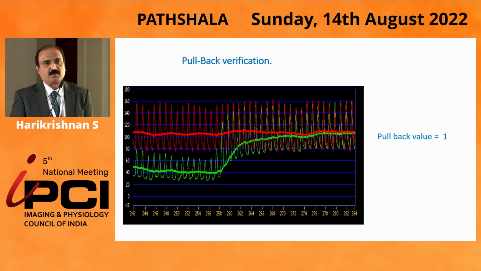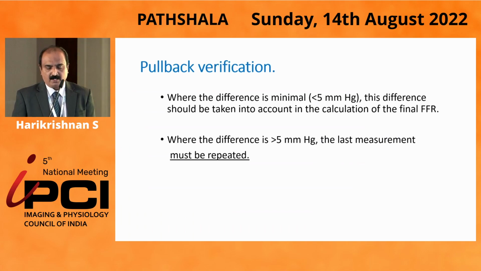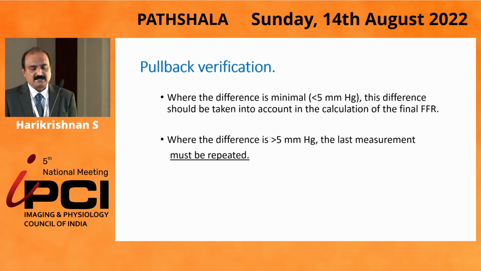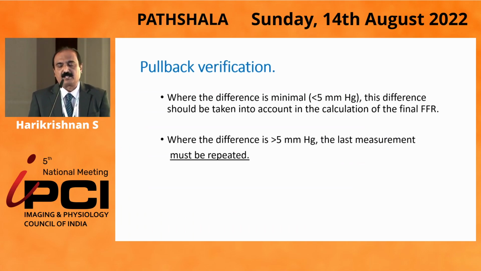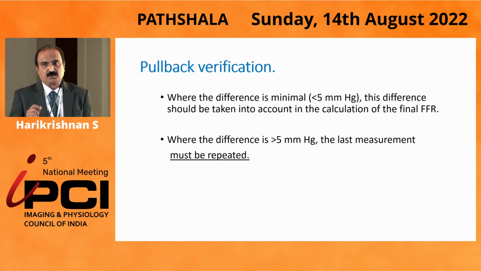In this case, it was 0.99 and the value should be 1. You should aim for a value of 1 for an ideal pullback measurement. Only then is your value correct. So if the mean pressure difference is less than 5 millimeters, this difference should be taken into account in the calculation of FFR. I will show you how it is to be done. When the mean pressure difference is more than 5, the last measurement should be repeated.